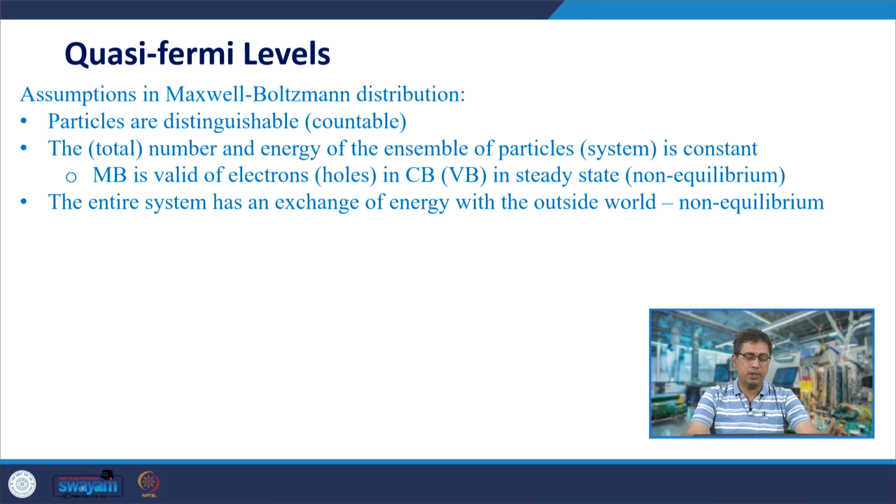define quasi-Fermi levels, using which we can mathematically estimate the hole concentration in the valence band and electron concentration in the conduction band. This is based on a few assumptions: the Fermi-Dirac distribution reduces to the Maxwell-Boltzmann distribution whenever the semiconductor is not degenerate, that is, the Fermi level is not within the conduction band or valence band. That we had seen in the prerequisite courses.